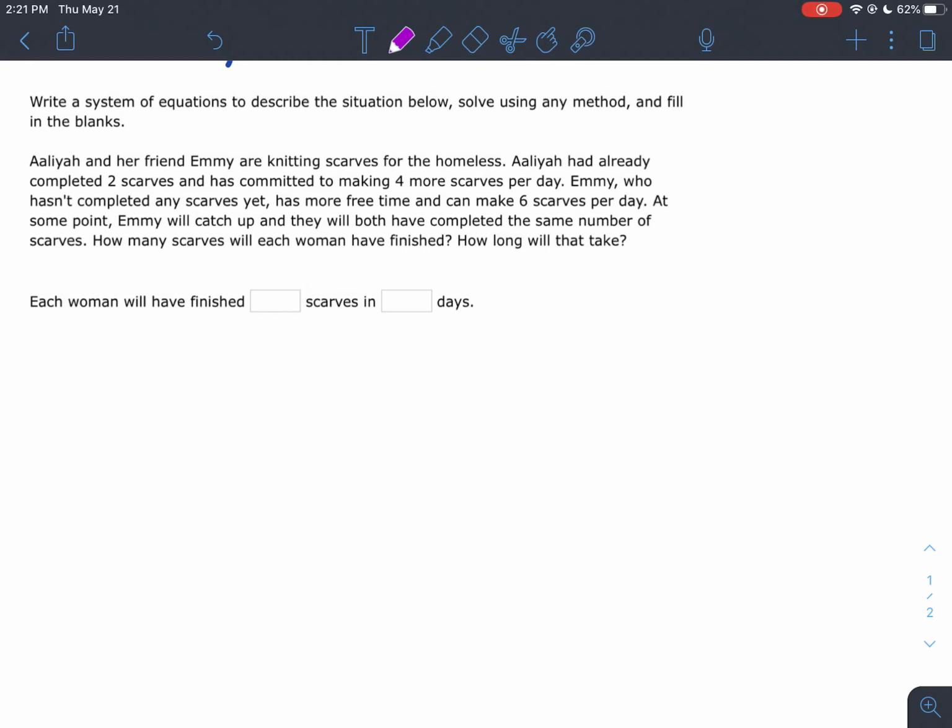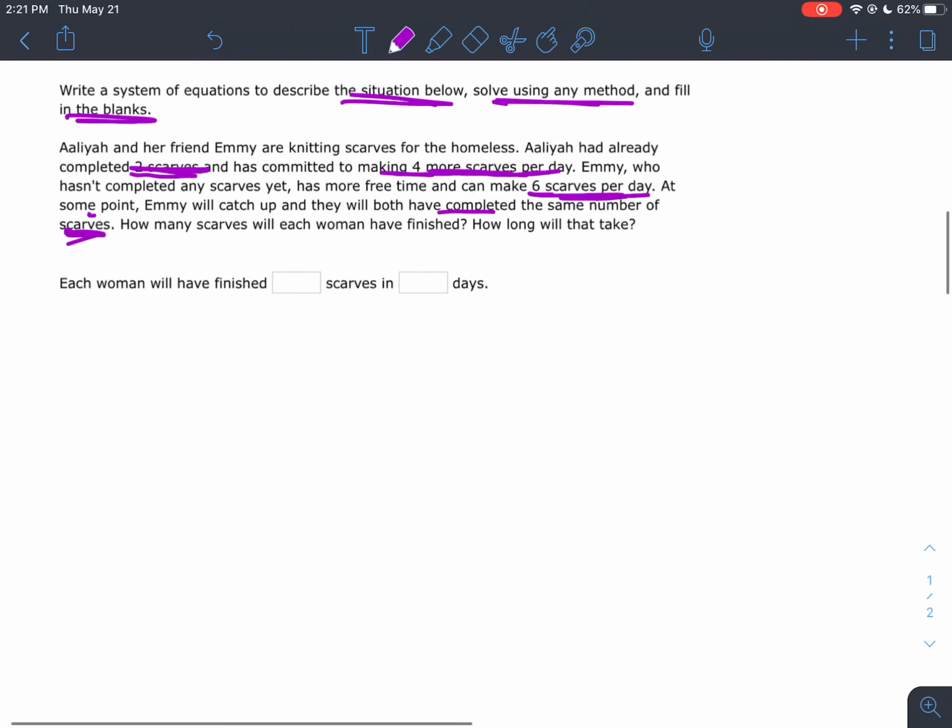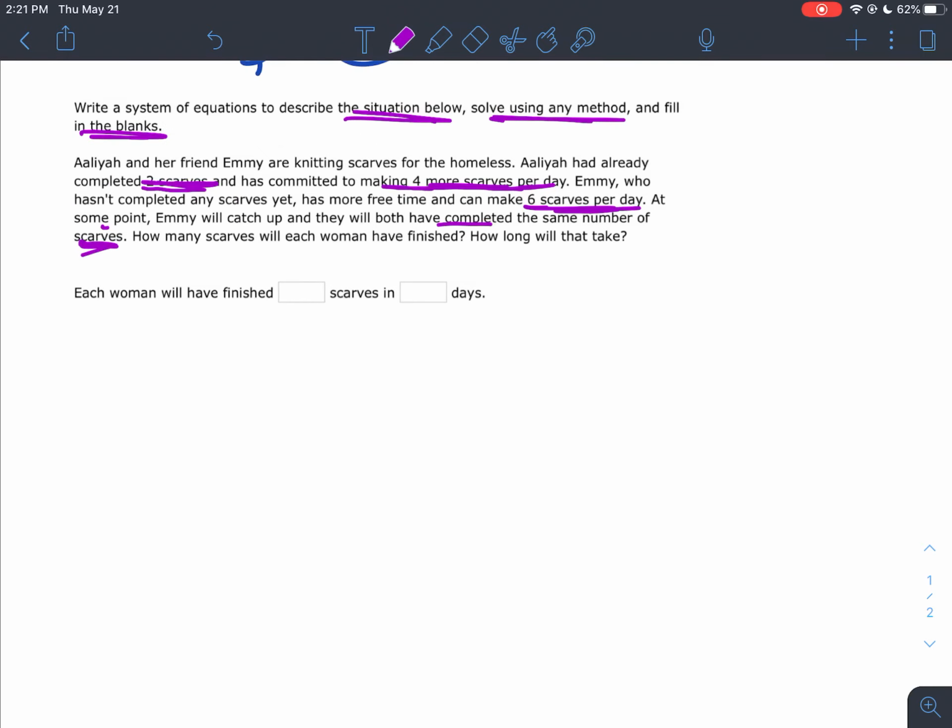Here's another example of a word problem. Write a system of equations, describe the situation below, solve using any method, and fill in the blanks. So Aaliyah and her friend Emmy are knitting scarves for the homeless. Aaliyah had already completed 2 scarves and committed to making 4 more scarves per day. Emmy, who hasn't completed any scarves yet, has more free time and can make 6 scarves per day. At some point, Emmy will catch up and they will both have completed the same number of scarves. How many scarves will each woman have finished? How long will that take?